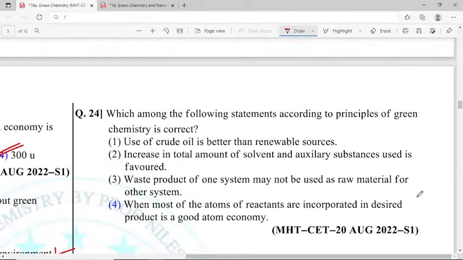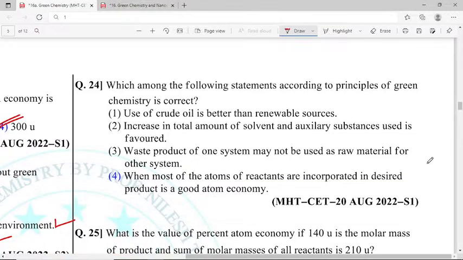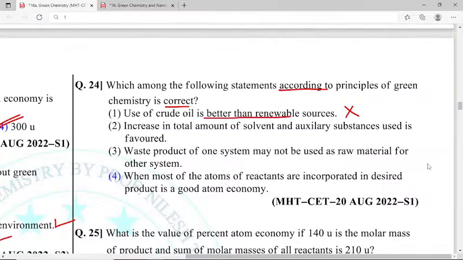Which among the following statements according to principle of green chemistry is correct? Use of crude oil is better than renewable sources. No, it is not correct. Renewable sources is better than crude oil. Increase in total amount of solvent and auxiliary substance used is favored. No, it is not favored.